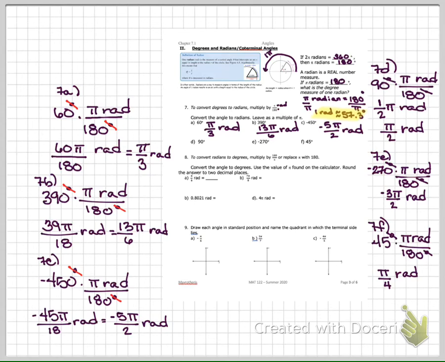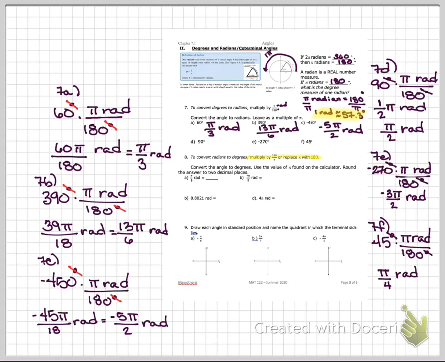Okay, 8. We want to convert from radians to degrees. Now there's a couple of things that I want to point out. If we take a look at what it says right here, we have two options for doing this. I can multiply by 180 degrees over pi, or I can take every pi and replace it with 180. And so let's take a look at why it happens that way.